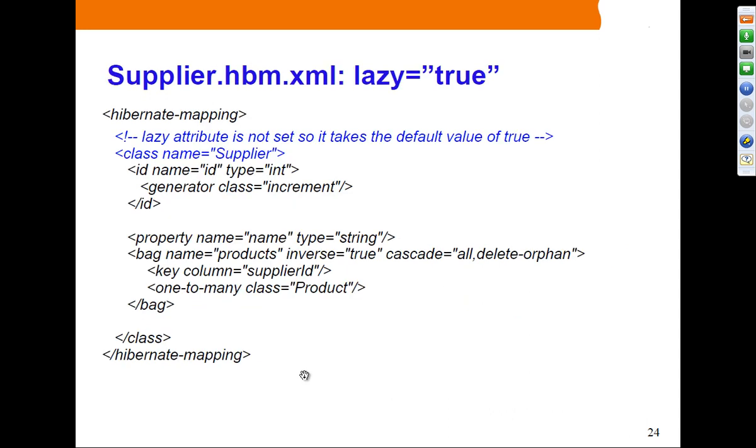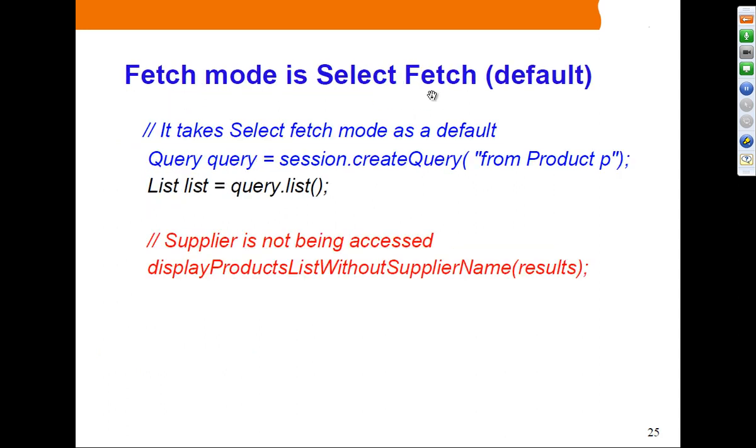So let's take a look at how we configure first. This is the supplier mapping file. Here in the supplier mapping file, we have not set any lazy attribute, which means that lazy equals true. That's a default. You can specify it if you want to, but by not specifying, we'll use the default of lazy equals true for supplier. The fetch mode is select fetch, which we use as a default.